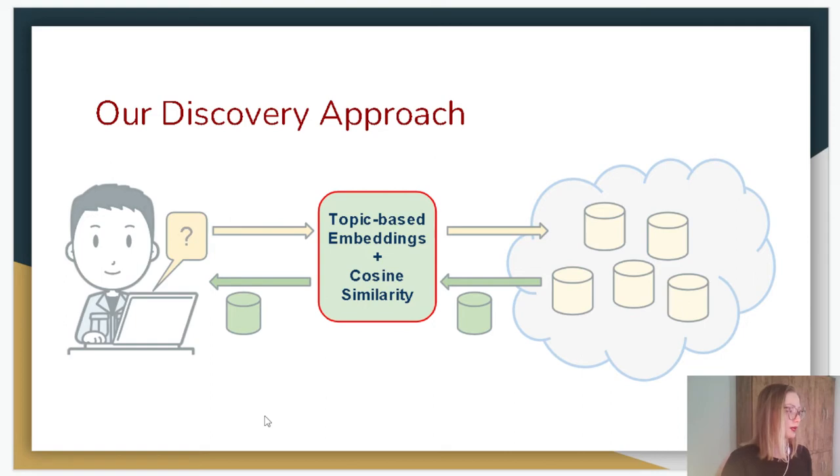And this is what we are proposing in our study, a source discovery engine for finding this best source among a set of candidates. And in our case, we propose to do that by using topic-based embeddings and cosine similarity. So in short, we aim to use these methods to measure how semantically close each candidate source is from a query and pick the most similar one.